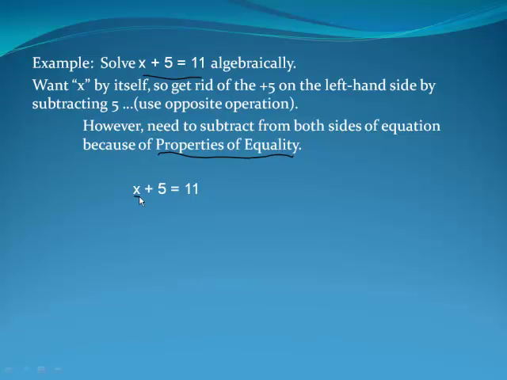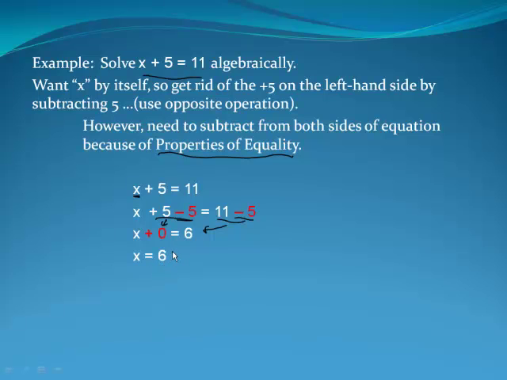So here's our original equation, x plus 5 equals 11. We want to isolate our variable. We want to get that x value by itself, so we need to get rid of that plus 5 and move it to the right-hand side. So the opposite of addition is subtraction, so you can see here we're subtracting 5 from the left-hand side. Properties of equality, though, says you need to subtract 5 from the right-hand side as well. On the left-hand side, 5 minus 5 gives us 0. So now the left-hand side says x plus 0. Do the math on the right-hand side. 11 minus 5 is 6.